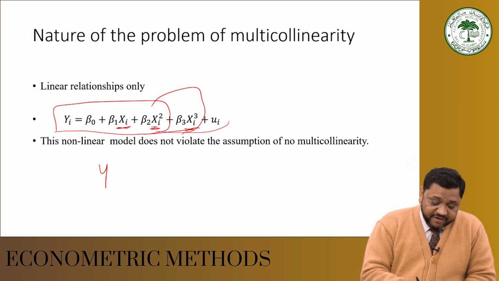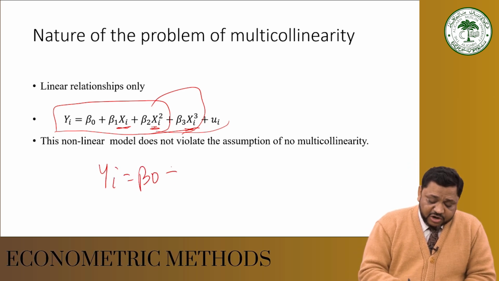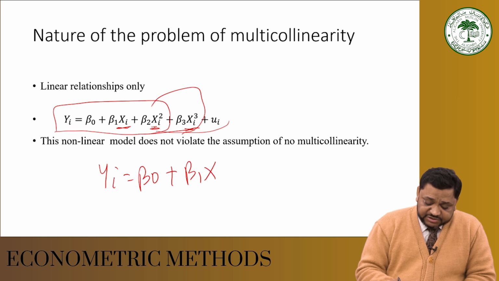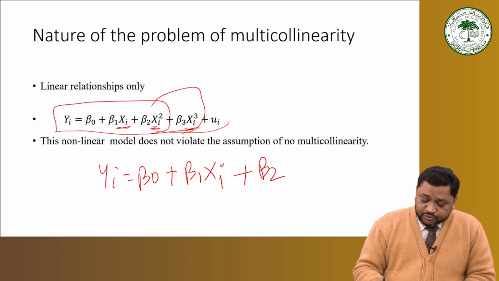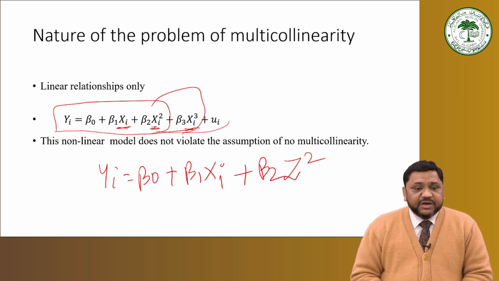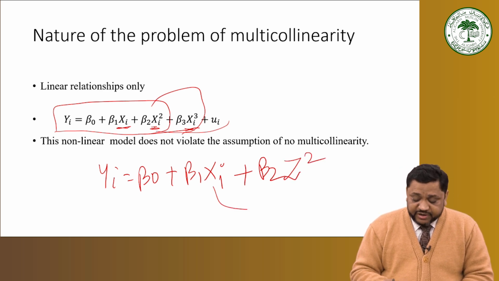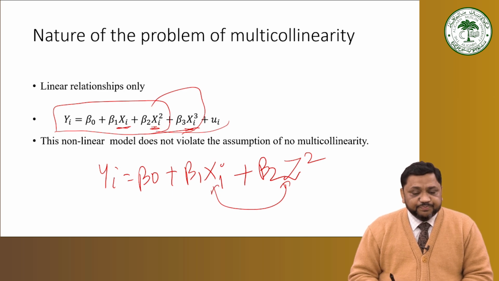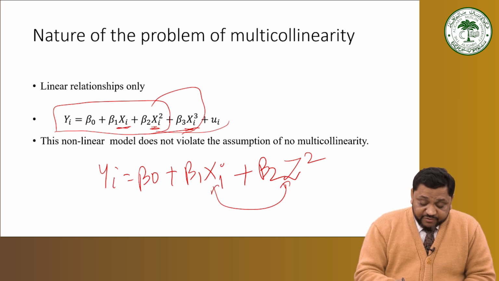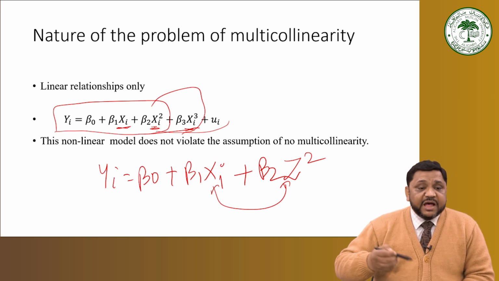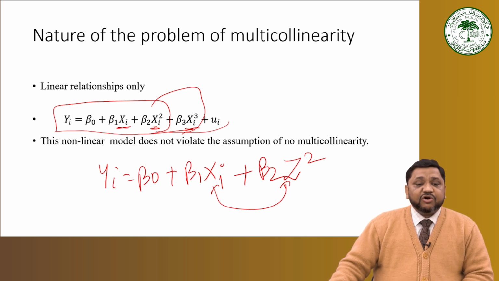But if we have a case like this, beta naught plus beta 1 x_i plus beta 2 z squared, then it becomes a different thing. These two variables are not the same. But when we are taking the same variable and incorporating a quadratic or a cubic term, it's not an issue.